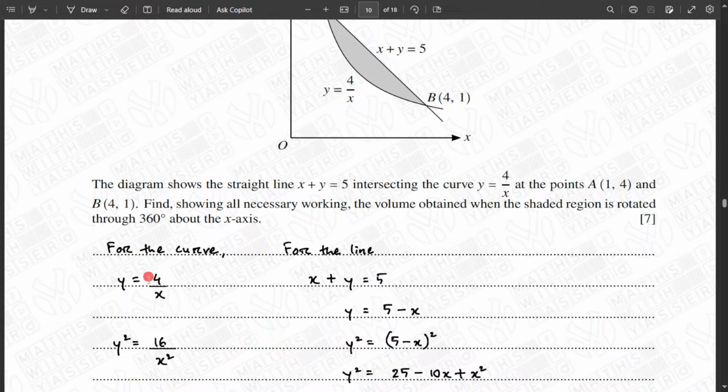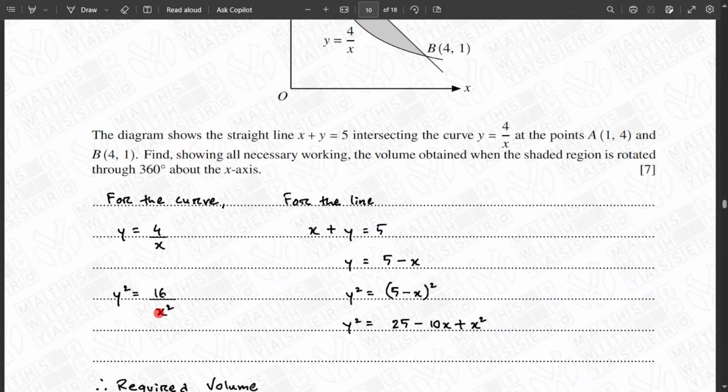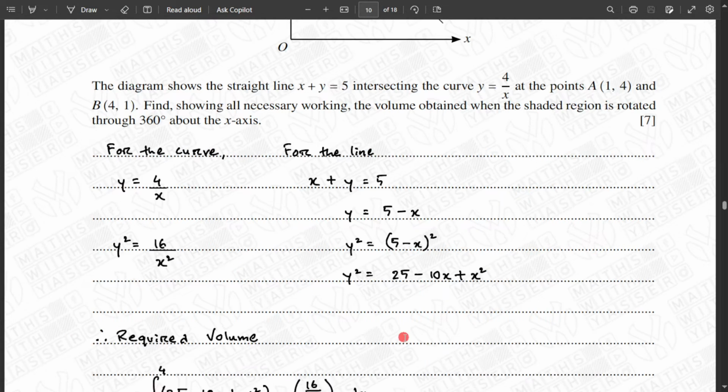So for the curve y equals 4 over x, since we need to find the volume, let's find y square. So y square should be 16 over x square. For the line x plus y equals 5, y will be 5 minus x. Therefore y square should be (5 minus x) whole square, or with the help of the (a minus b) whole square formula, this will be 25 minus 10x plus x square.